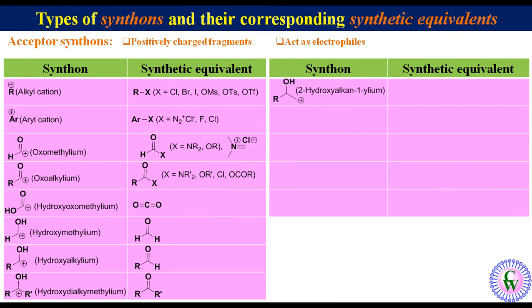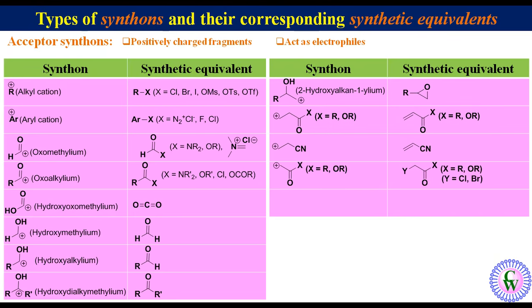For 2-hydroxyalkan-1-ylium ion, epoxide. For the beta carbocation of a ketone or ester, an alpha,beta-unsaturated ketone or ester. For the beta carbocation of nitriles, an alpha,beta-unsaturated nitrile. For the alpha carbocation of a ketone or ester, alpha-chloro or alpha-bromo ketone or ester. For the alpha carbocation of a secondary amine, an iminium ion that can be generated in situ by the reaction between formaldehyde and a secondary amine.